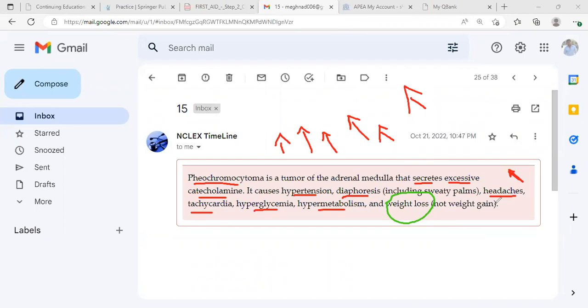Let me recap it. I said hypermetabolism, metabolism rate increase, hyperglycemia, blood sugar increase, increased heart rate, tachycardia, headache increase, sweating increase, diaphoresis, hypertension, blood pressure increase, because catecholamine increases. Catecholamine increases because of pheochromocytoma, which is a tumor of the adrenal medulla.